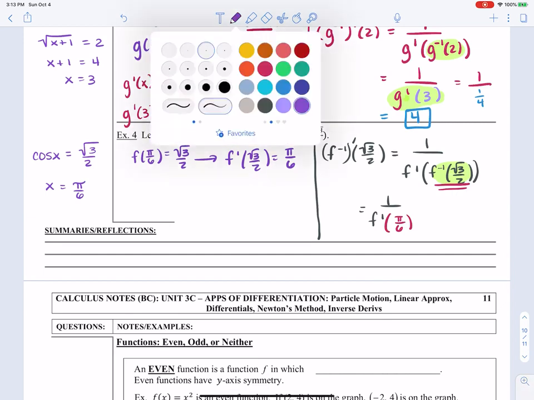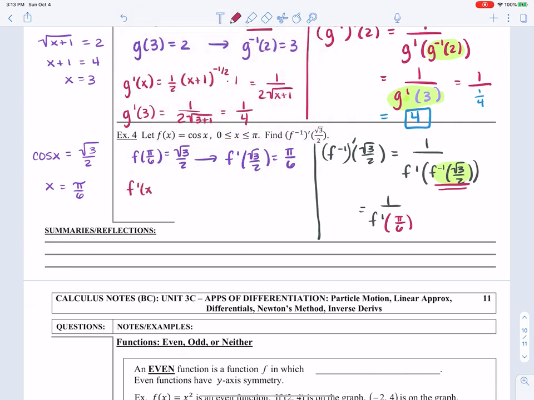We find our derivative. Let me get a different color. F prime of x, the derivative of cosine is in fact negative sine. And my formula says I need to plug in pi over 6 into it. So I'm going to do exactly that: negative sine of pi over 6. And I'm going to get negative 1/2. So now my final step is I'm going over to my formula. And I've got 1, and where f prime of pi over 6 was, I'm now plugging in negative 1/2 for a final answer of negative 2.